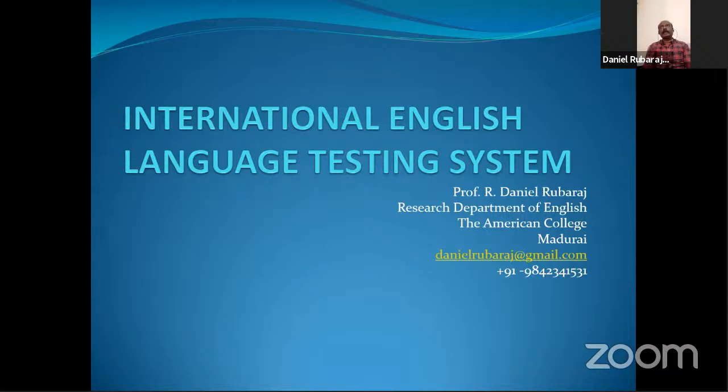In this part of the test, the aim of this test is to test your reading skills. Your reading skills. So here you must understand the nuances of reading. There are two techniques. One is called skimming, another one is called scanning.